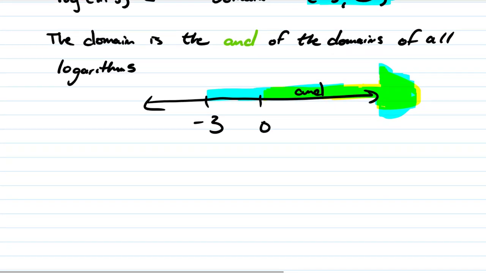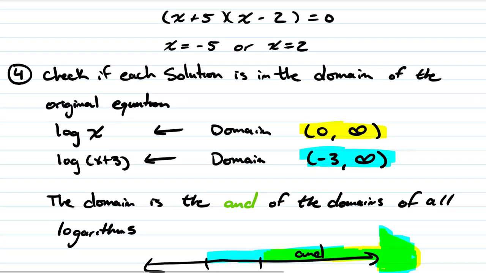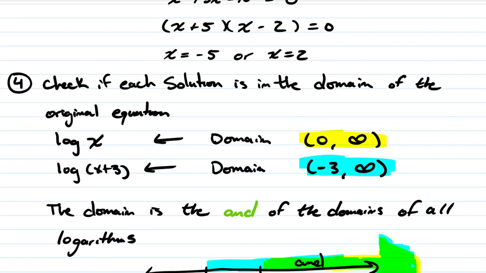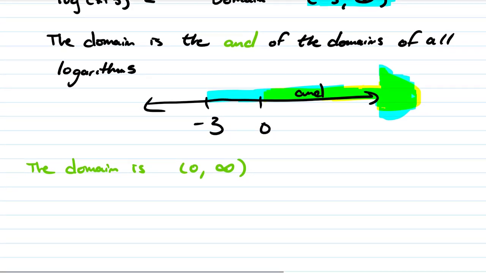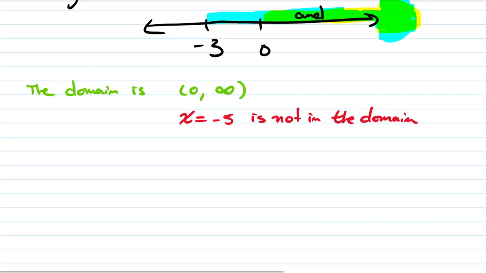So the domain is 0 to positive infinity. So if I look back at each of these solutions, then this guy, x equals negative 5, is not in the domain. The only solution is x equals 2.